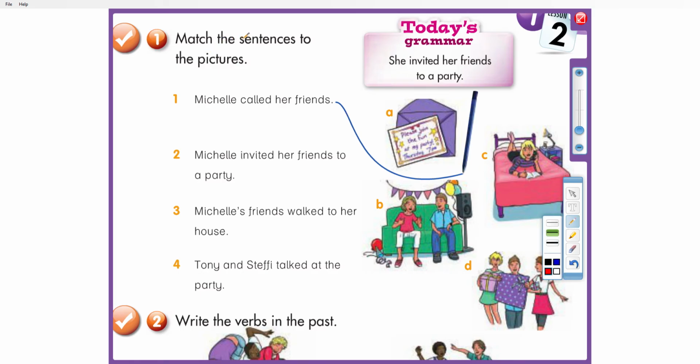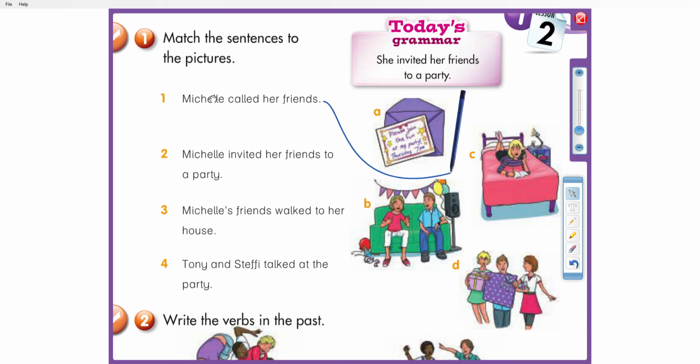Match the sentences to the pictures. We are going to read the sentences and match them with the pictures, okay? The first sentence we have, Michelle called her friends. Here is Michelle and she is calling her friends. She called her friends on the telephone, okay? Let's do sentence number two. Michelle invited her friends to a party.